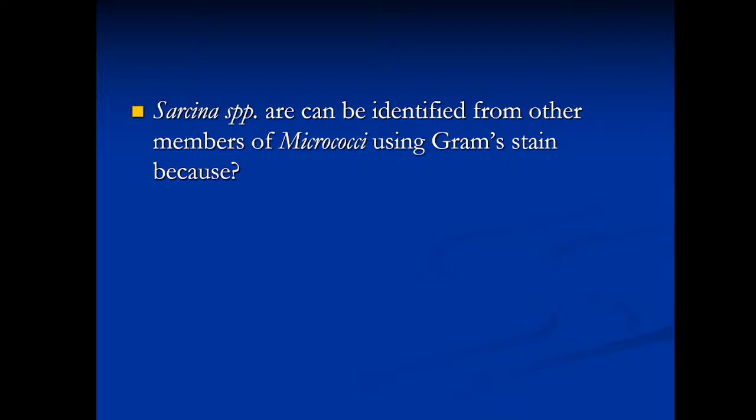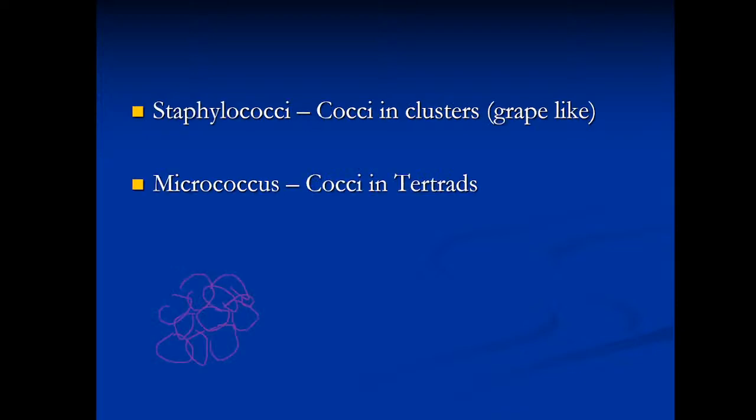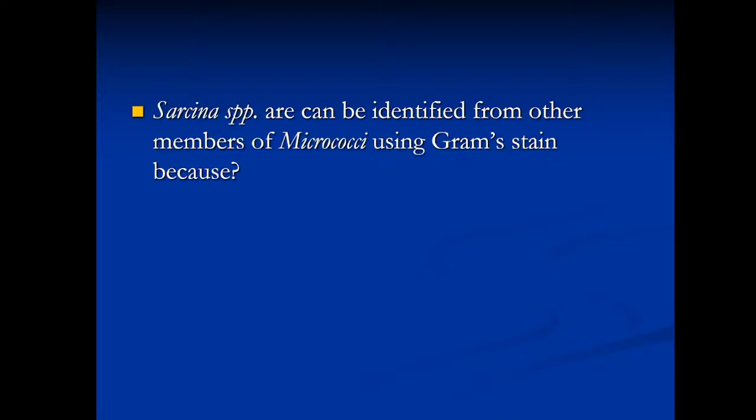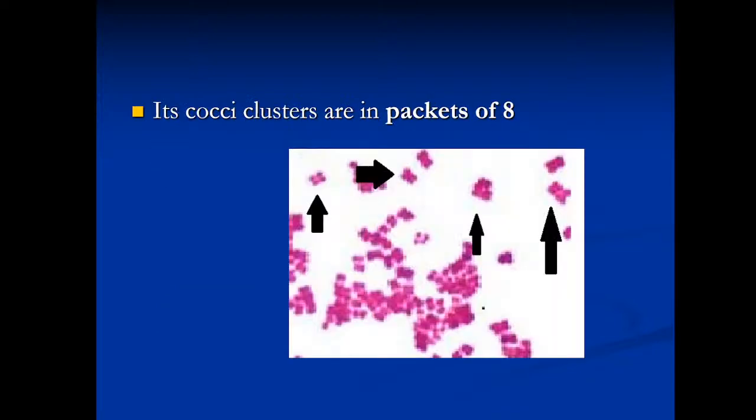But for the purpose of you guys understanding the language, I want you to remember that the traditional ways in which they were classified was through the Gram stain morphology. Please don't be confused later on when we go to the specific ones where it involves biochemical testing. It's just an introduction for you guys. Now, cocci in packets of eight, Sarcina species.